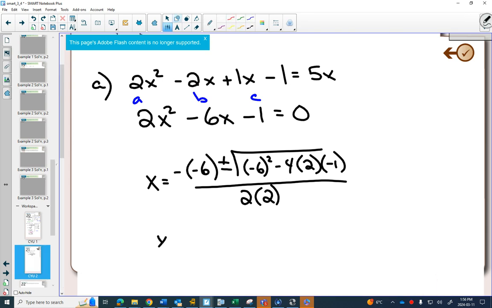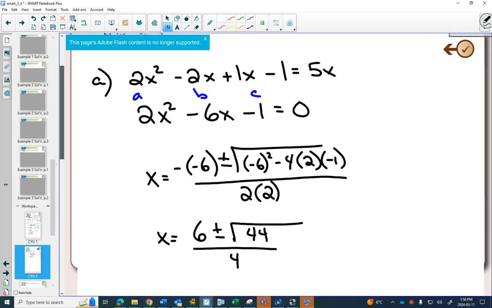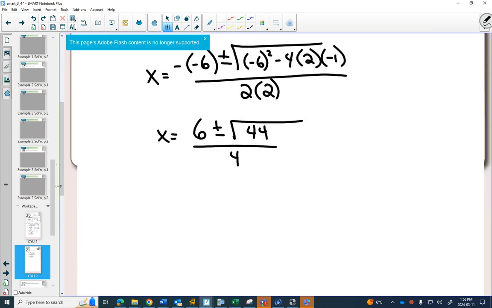So, x equals negative negative 6, that'll be positive 6, plus or minus the square root of 36 plus 8, 44, over 2 times 2, 4. As far as simplifying goes, can you simplify the square root of 44? Yes, it's going to be 2 root 11 over 4.